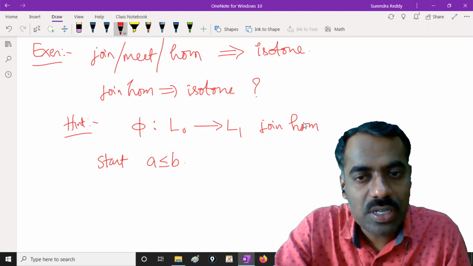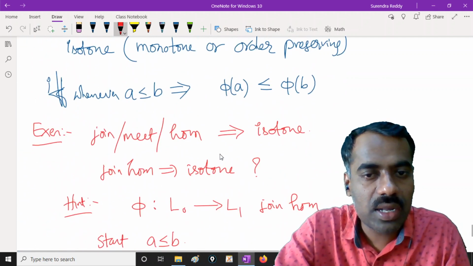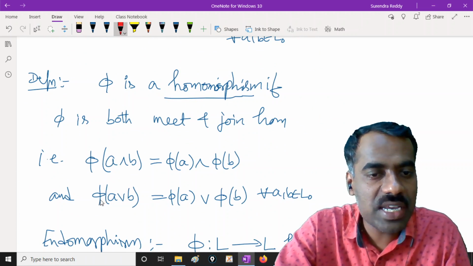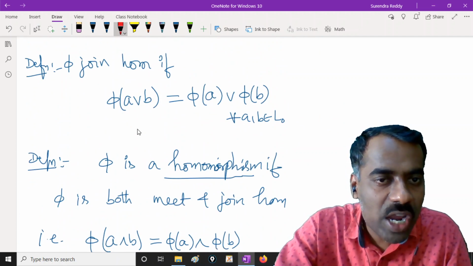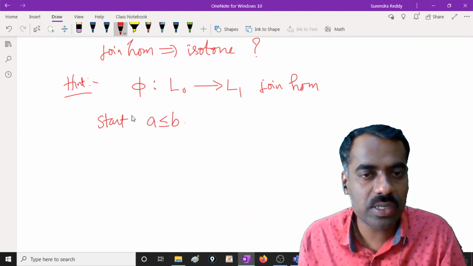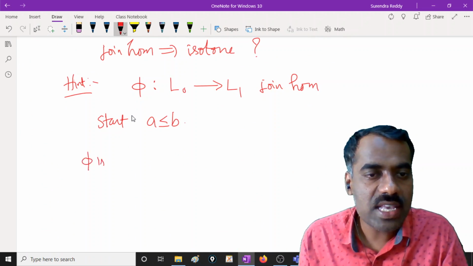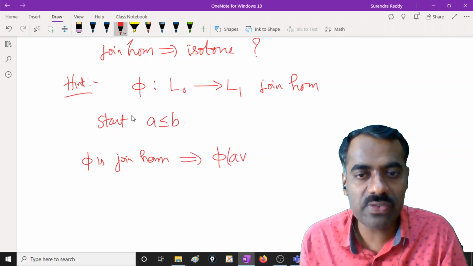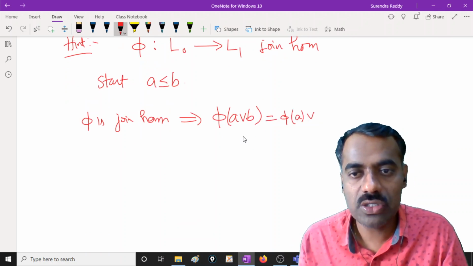Then if I want to use a join homomorphism, what should we know? A join homomorphism means you should have the form of a join of elements, right? So somehow you should write A join B and use the value of phi of A join B. If A is less than or equal to B, then what do we know about A join B? Since phi is a join homomorphism, phi of A join B is, by definition, phi of A join phi of B.